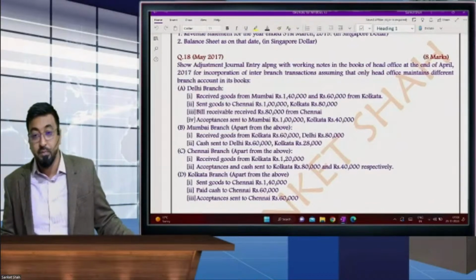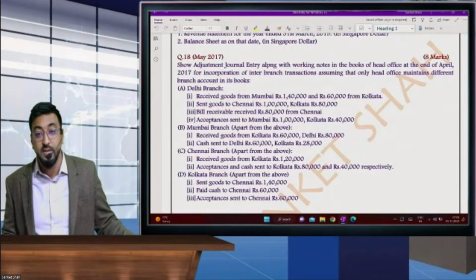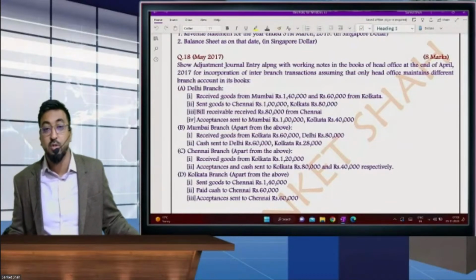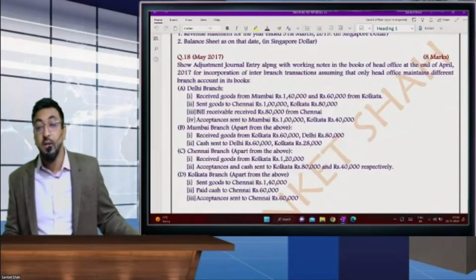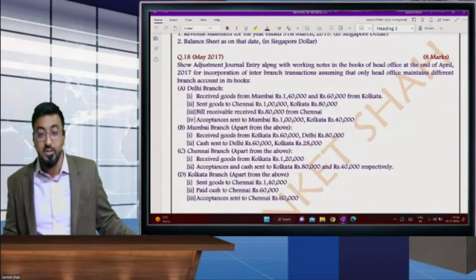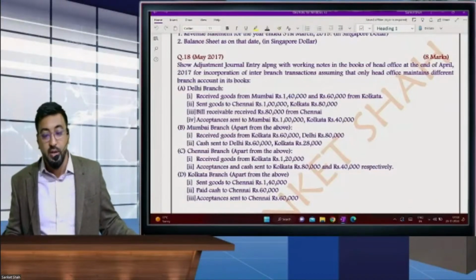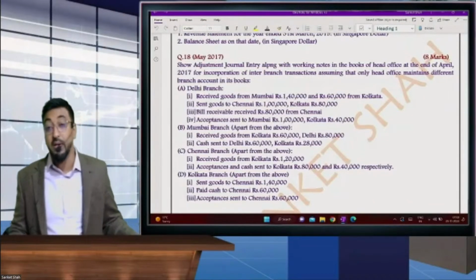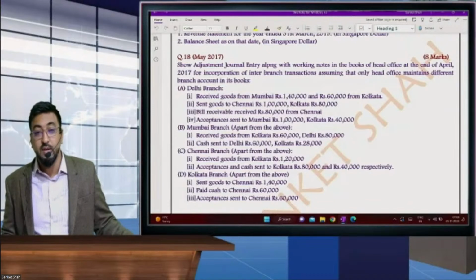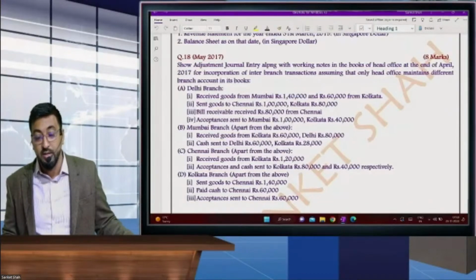Friends, at cost and at invoice price, you have two methods, debtors method and stock and debtors method. Debtors method means you have to think from the angle of HO, and in case of stock and debtors method, you have to think from the angle of branch. This is the basic difference between the two. Today we are going to solve stock and debtors method questions, so don't worry, those students who haven't understood it.